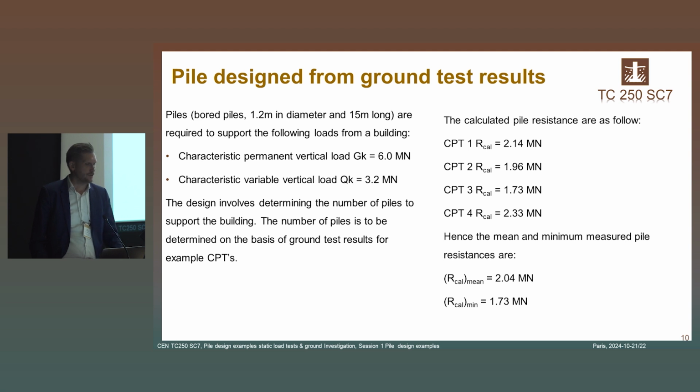To compare this to a pile design from ground test results, we take the same case with the same calculated bearing capacities per pile, only this time we assume that these bearing capacities were derived by calculating them from CPT profiles. So we get the same mean value and the same minimum value.